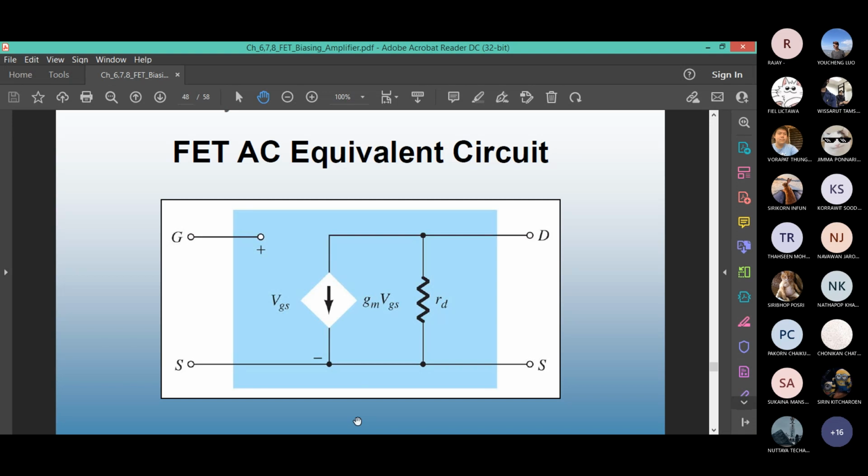Because of that reason, we can say that between input and output, there's a 180-degree phase shift. Also for the FET, same as the BJT, when you do the gain calculation, the gain is a minus parameter.